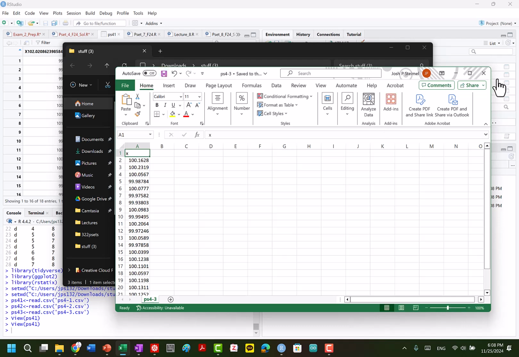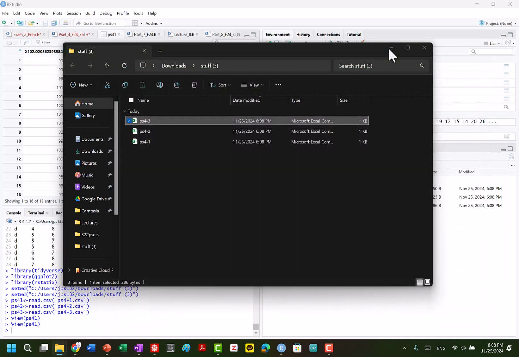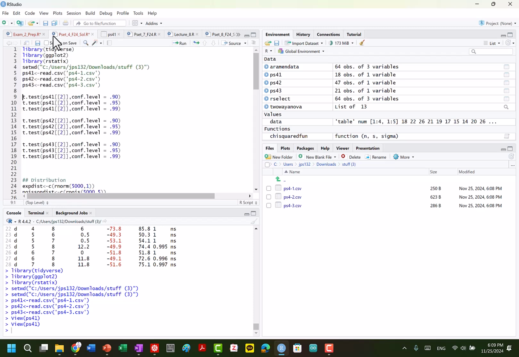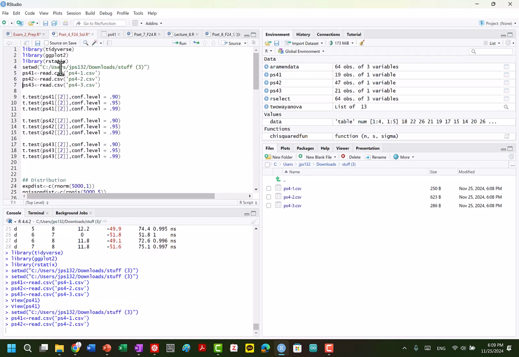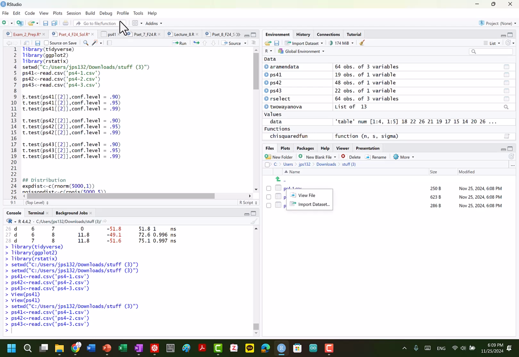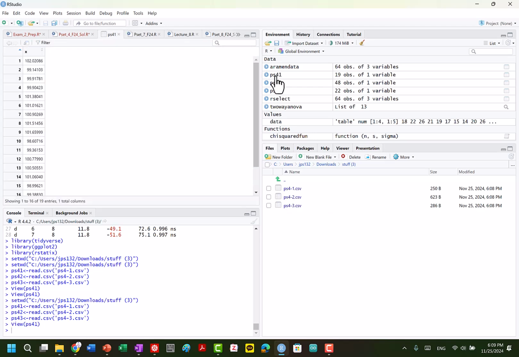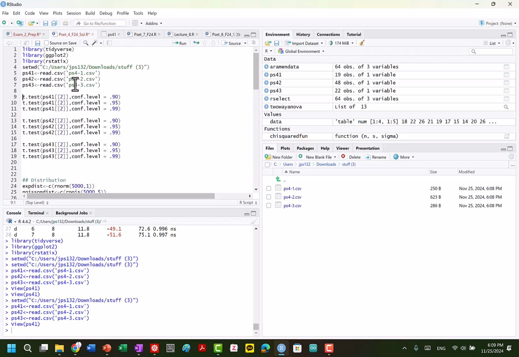All right, now let's save it. Now let's take a peek. Good. So we're not going to look at the second column because there's only one column. So we'll look at the first column, and then we'll get our confidence intervals.